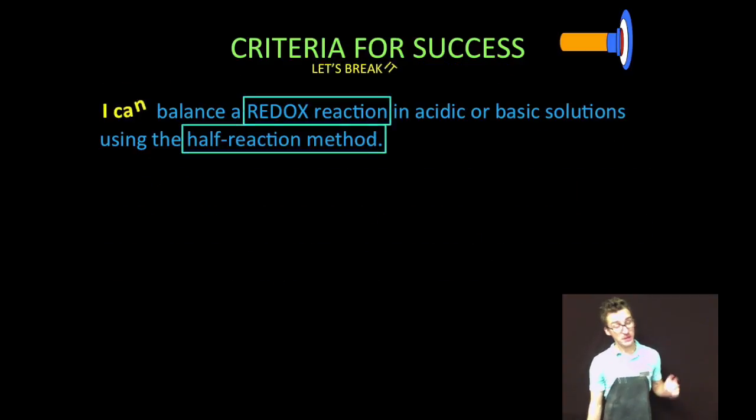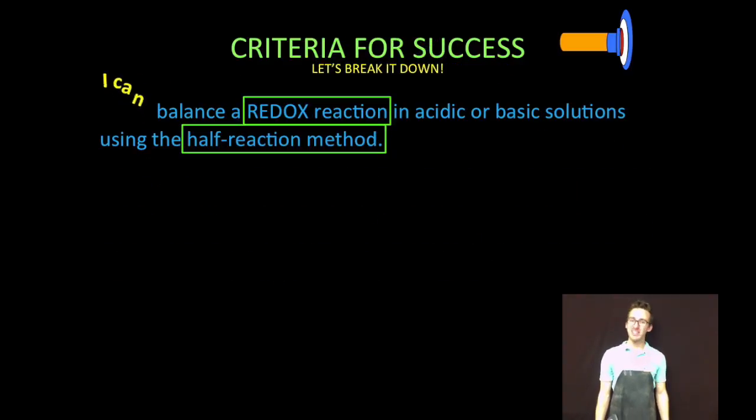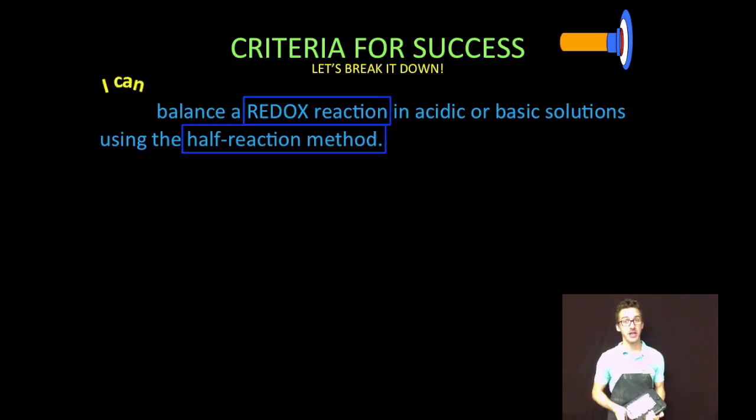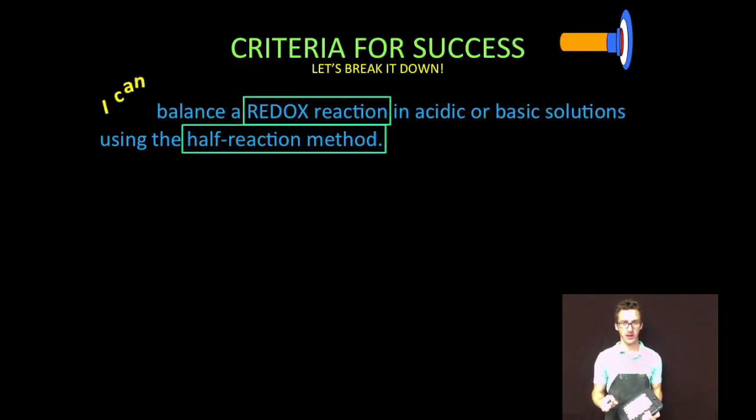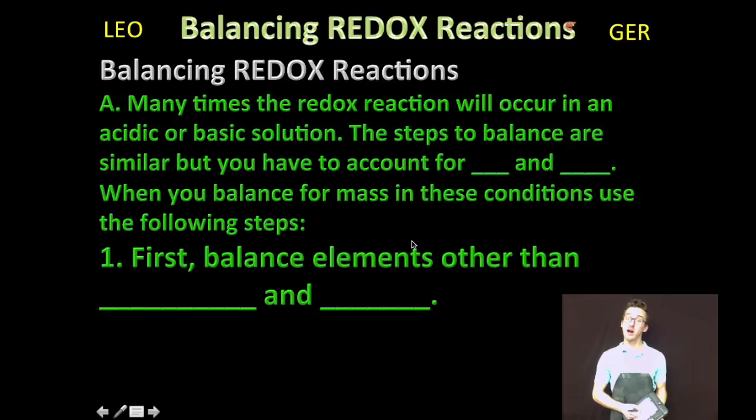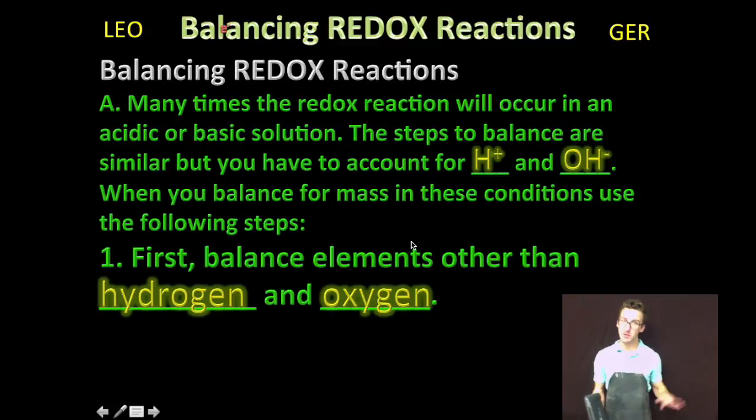Woo! Now, specifically in this vid, we're gonna look at balancing a redox reaction in acidic or basic solutions using the half reaction method. It's a doozy, so stay in your seats. I know it's gonna be thrilling. So, turns out that many redox reactions occur in acidic or basic solutions. The steps to balance are very similar to balancing redox reactions in just regular aqueous solutions, but we have to account for the hydrogen ions and hydroxide ions that we see in acidic or basic solutions, respectively.